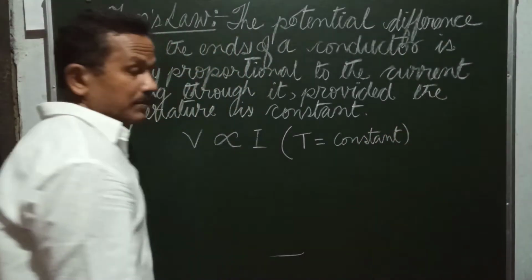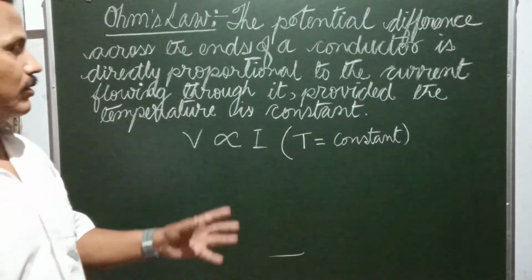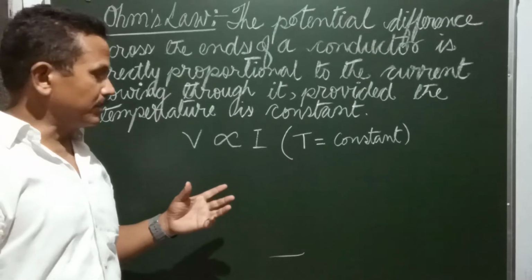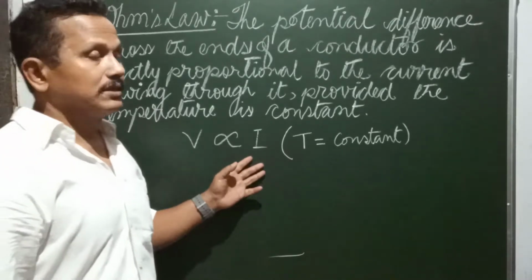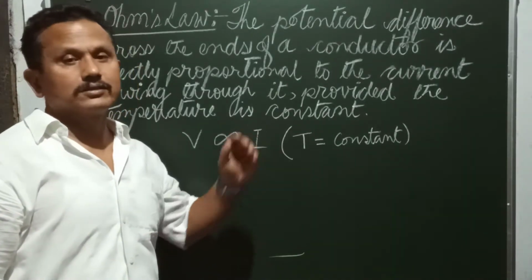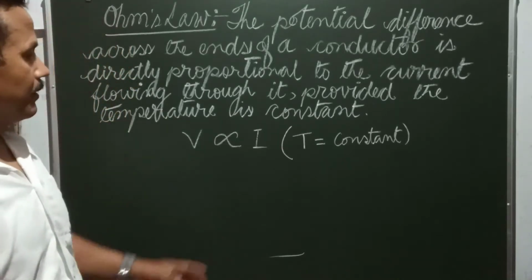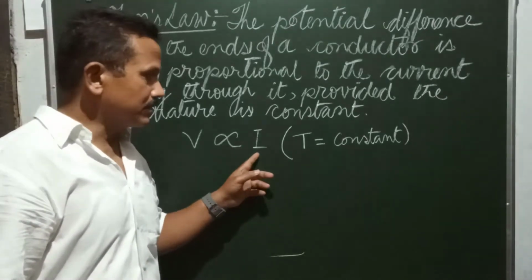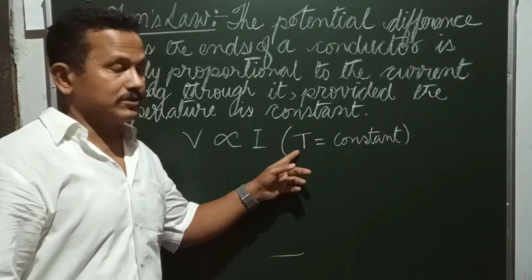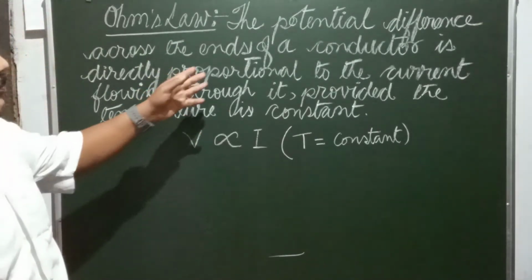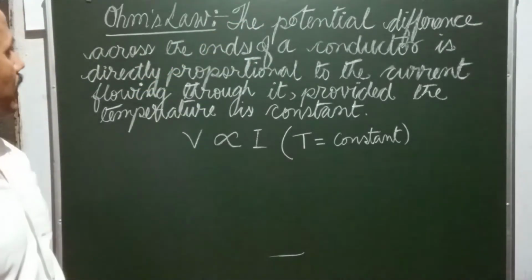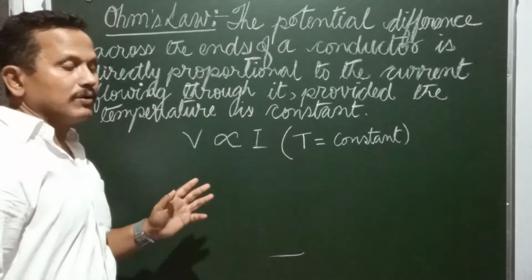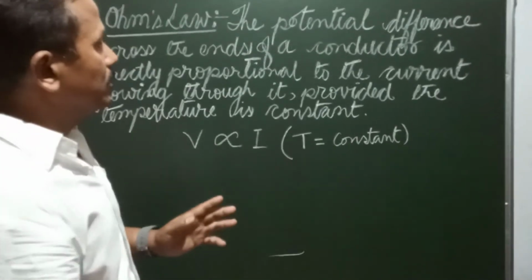Remember, it is the temperature which determines this law. Ohm's law is nothing but the relationship between potential difference and current in a conductor at a constant temperature. Now, this V stands for potential difference, I stands for current and T is for temperature. The law says the potential difference across the ends of a conductor. Ends of a conductor means maybe a wire, two ends of the wire or two ends of any conductor.